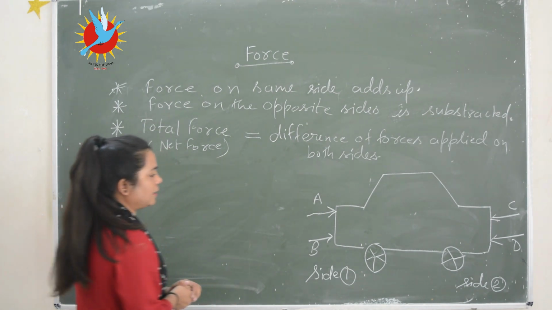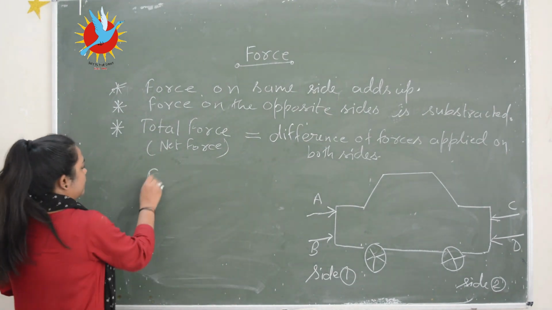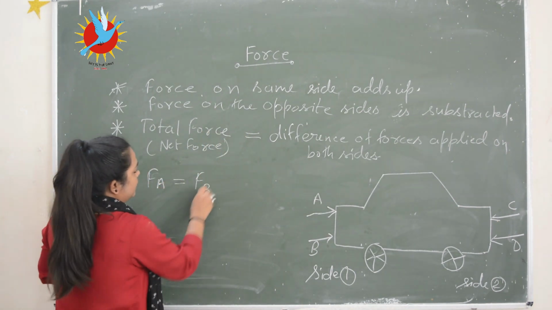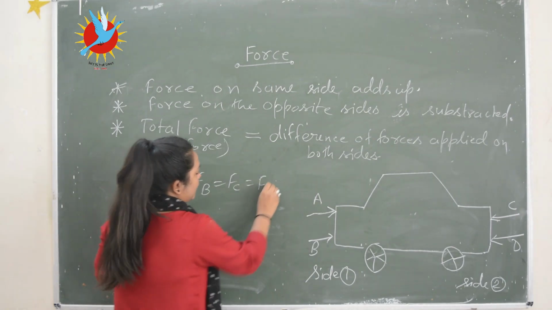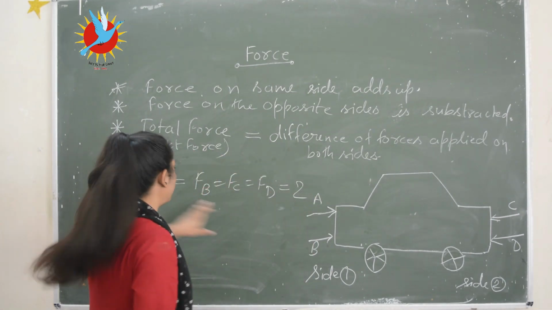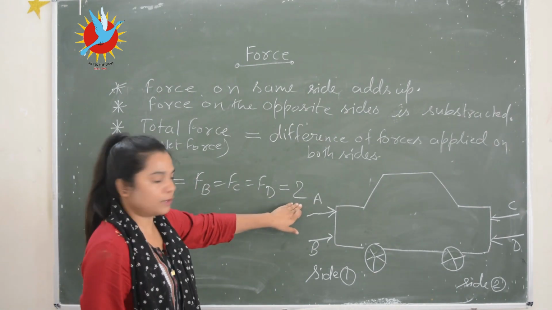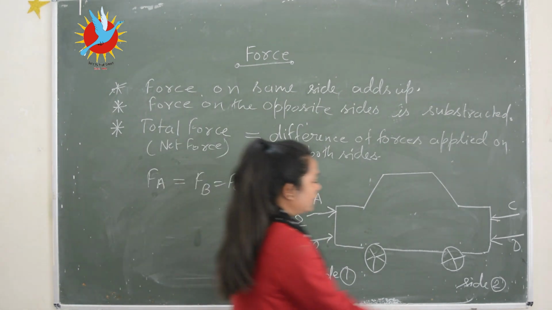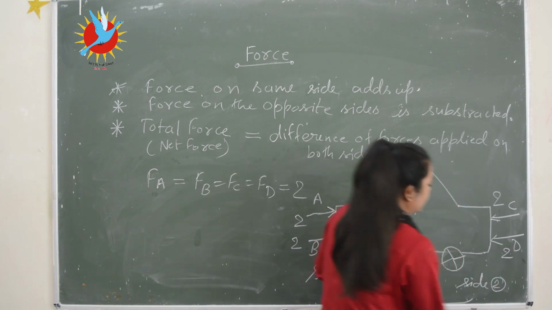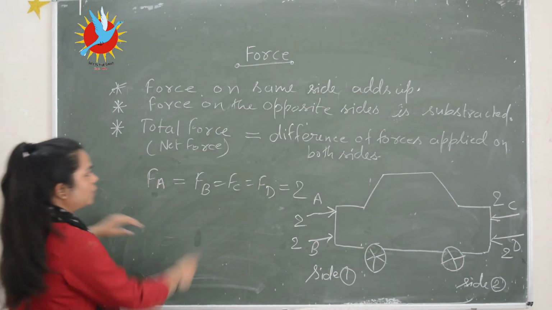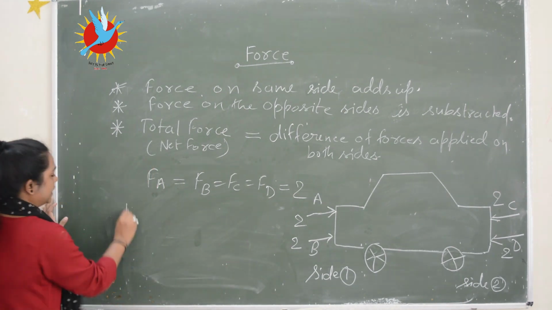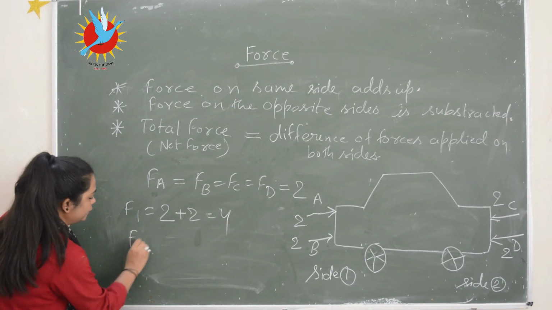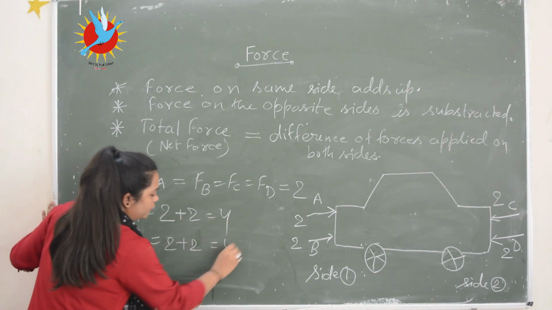Okay, now let's take an example with numerals. Suppose, as the strength of all 4 of them is equal, Fa equals Fb equals Fc equals Fd, and let's take a numeral unit 2. So suppose Fa is equal to 2 units. 2 unit force is applied here, 2 unit force is applied here and 2 unit force is being applied on that side. So let's solve it. The force on side 1, that is F1, equals 2 plus 2 equals 4. And the force on side 2, that is F2, equals 2 plus 2 equals 4.